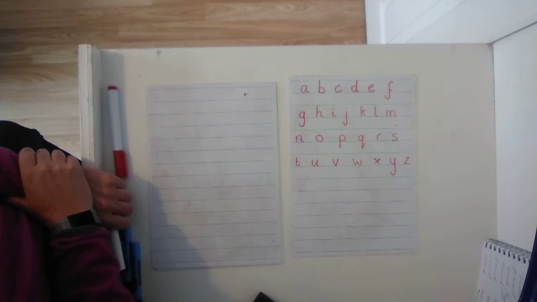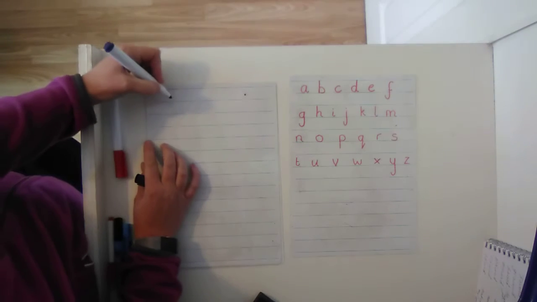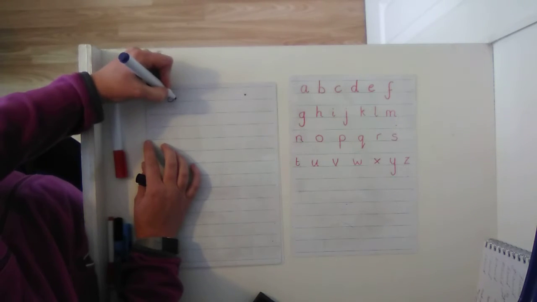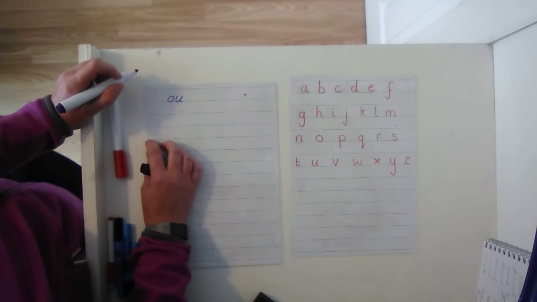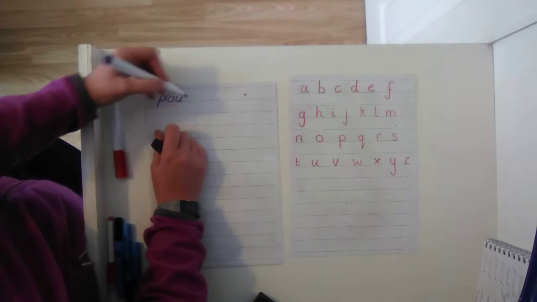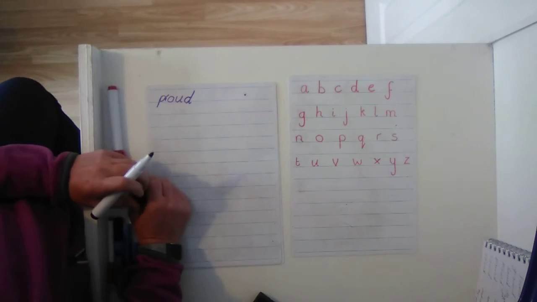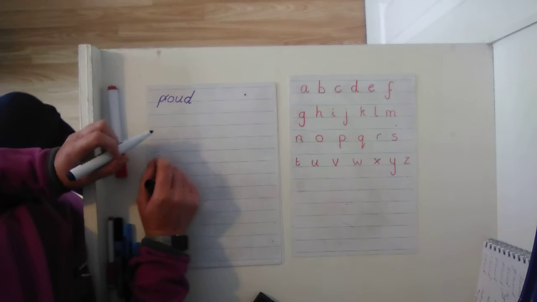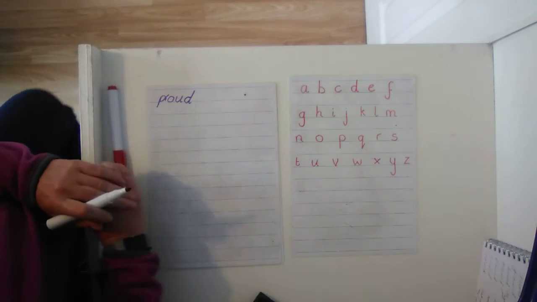In our session today, we're going to do some spelling work based around the ow sound in the word proud. Now, to make the ow sound, we need to use the graphemes O and U. So to spell the word proud, we have P, ow, D.